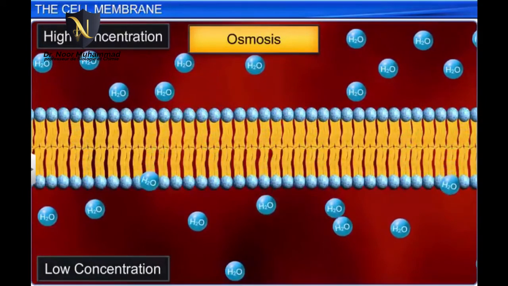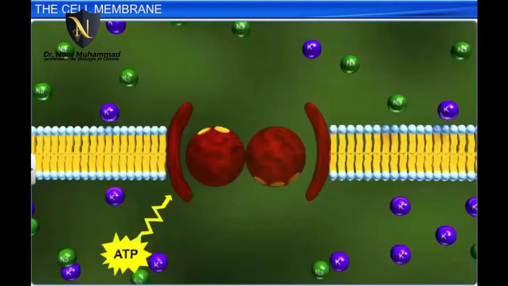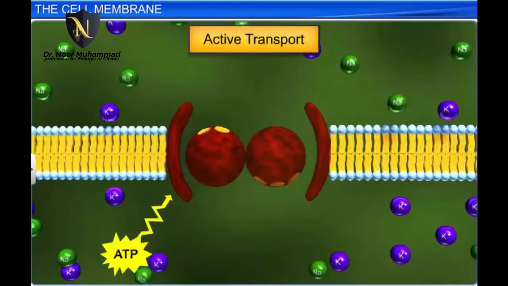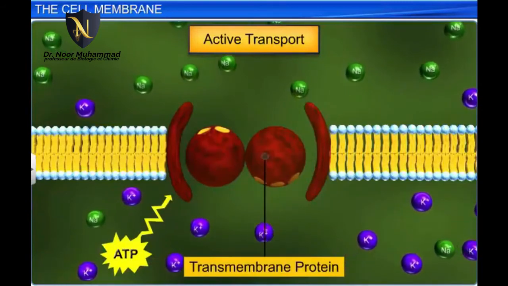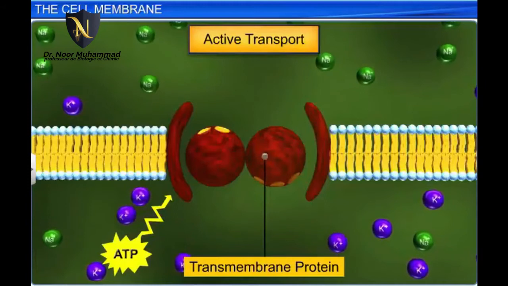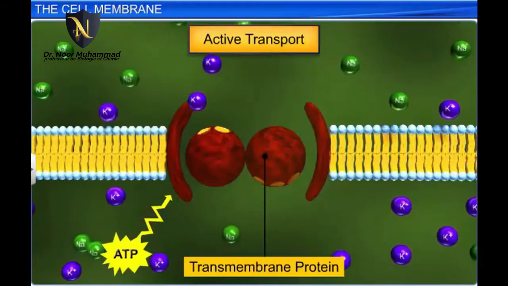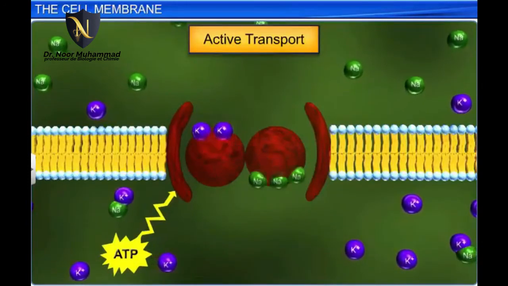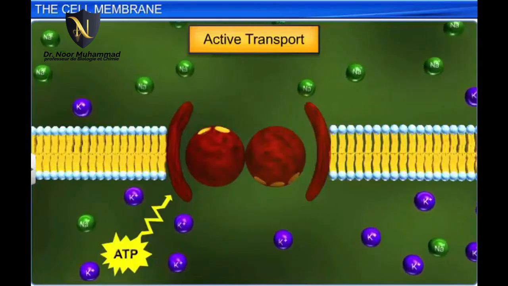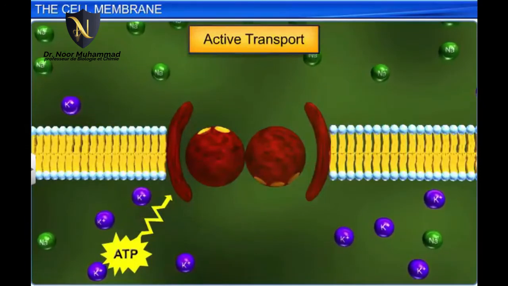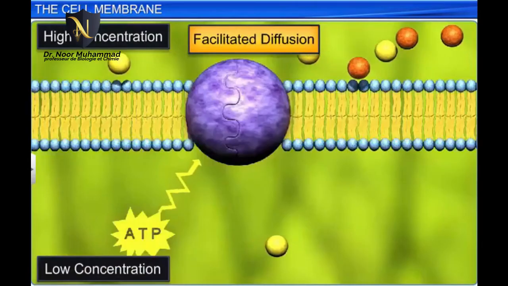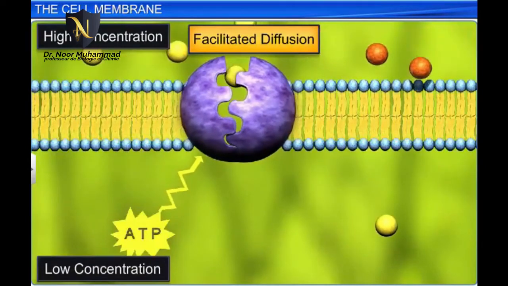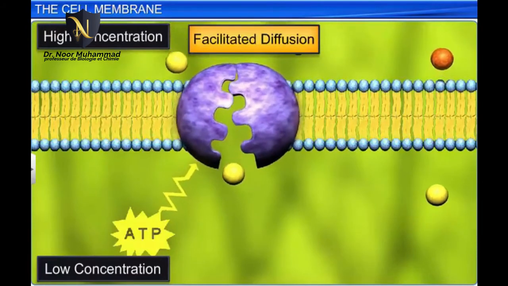On the other hand, osmosis refers to the movement of water molecules across the cell membrane through diffusion. In active transport, transmembrane proteins act as pumps and utilize the energy from ATP to move substances against their concentration gradient, that is, from lower concentration to higher concentration. An example for this is the sodium-potassium pump. Sometimes, glucose is also transported against the concentration gradient via active transport.